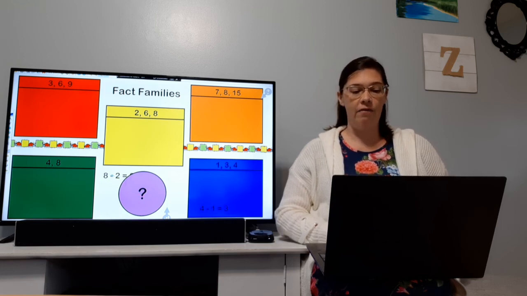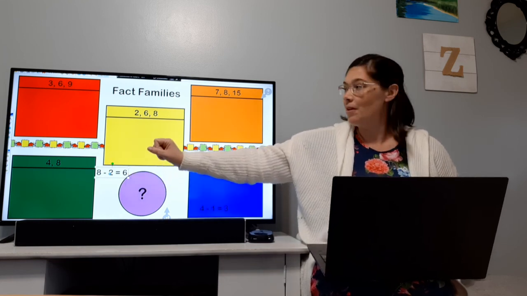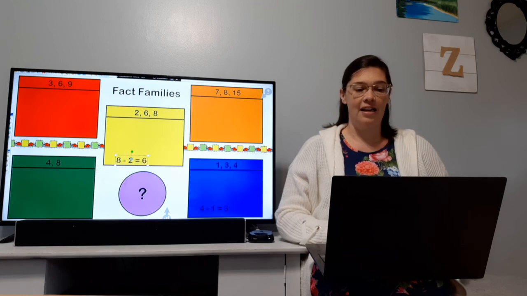Here we have 8 minus 2 equals 6. Which fact family would that belong to? The yellow one with the 2, 8, and the 6. All right, let's grab another one.